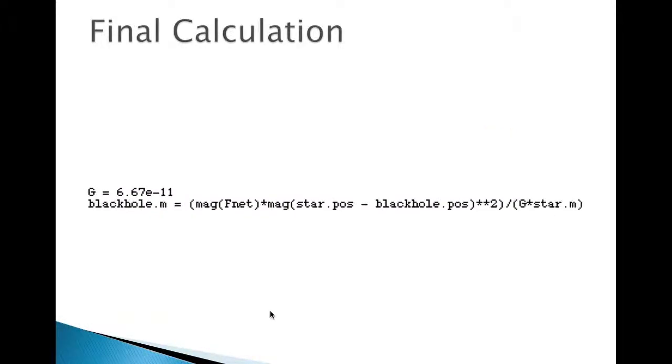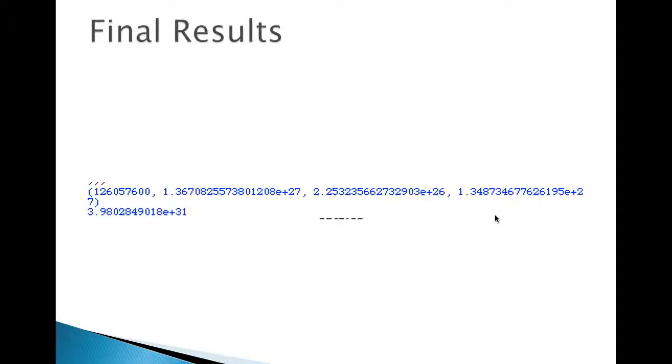And then we can finally calculate the black hole's mass by defining G to be 6.67 times 10 to the -11th, and then we define the mass to be the magnitude of the net force times the magnitude of the star's position minus the black hole's position, squared, divided by Newton's gravitational constant times the star's mass. And then we can plug that into VPython to get our results.